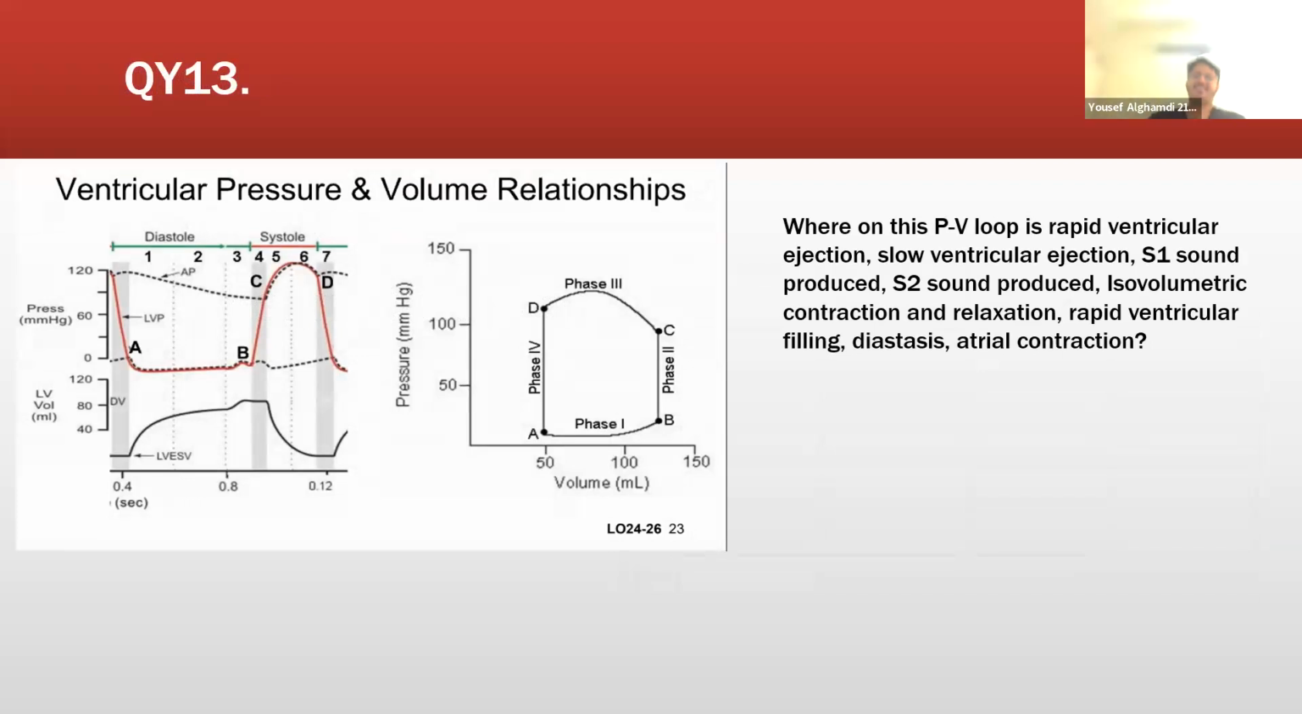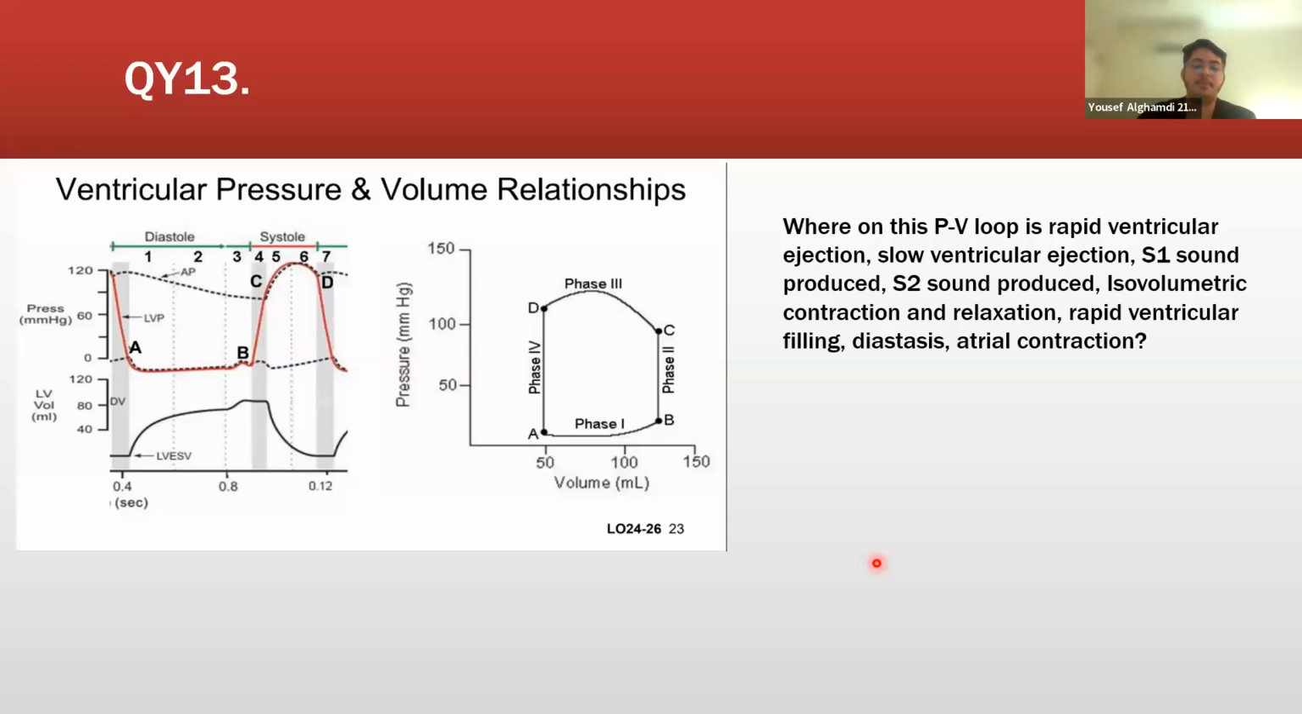Okay. This will take a minute. We're on this PV loop. Okay, I'll take this part by part, okay? So we're on this PV loop, rapid ventricular ejection. Rapid ejection is from C to D. Okay, then what about slow ventricular ejection? Also from C to D, but it's after rapid.